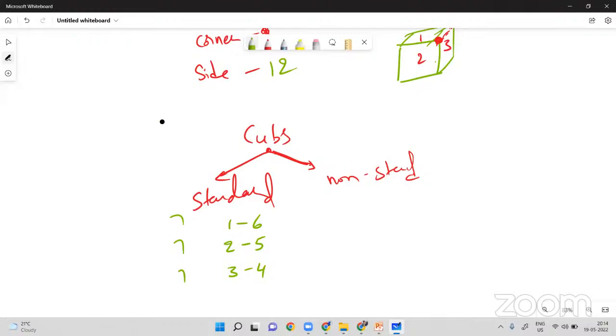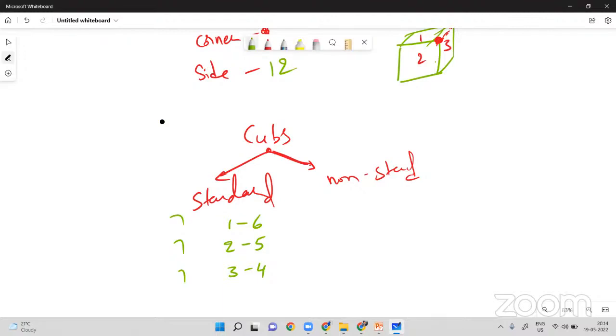But in a non-standard cube, we cannot say what will be opposite of 1. It can be 2, it can be 5, it can be 4, it can be 6, who knows. So non-standard dice are biased ones. Their numbers or symbols are random. But in a standard one, opposite sides always make a sum of 7. And of course, all the symbol cubes are non-standard cubes.